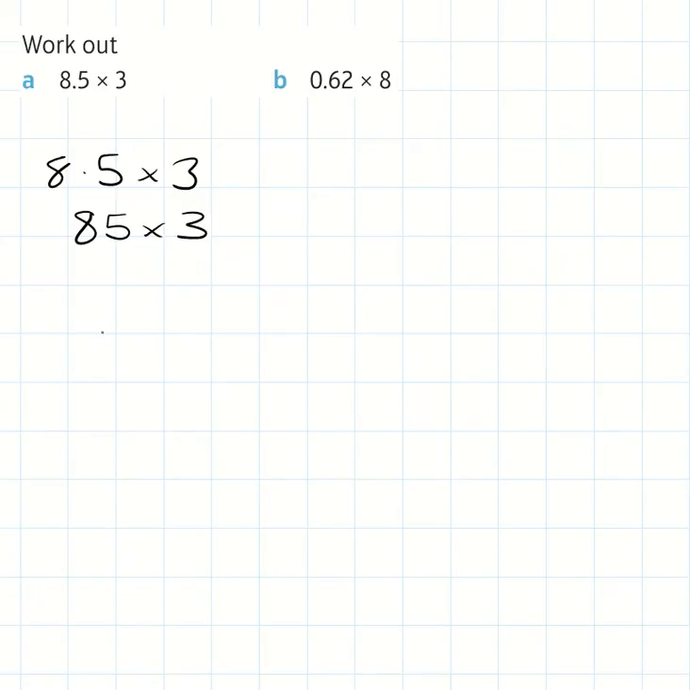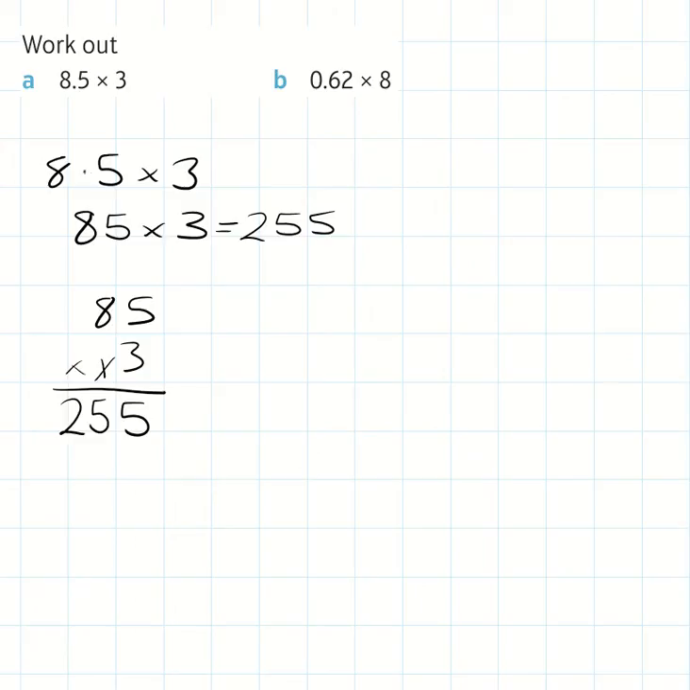Now you can use whatever method you want for multiplying. I'm going to use the standard column method. So I'm going to put 85 times 3. 3 times 5 is 15, so I'm going to put my 5 and my 1 carry there. I'm then going to do 3 times 8, which is 24, not forgetting my carry, so that makes it 25. So 85 times 3 comes out at 255.